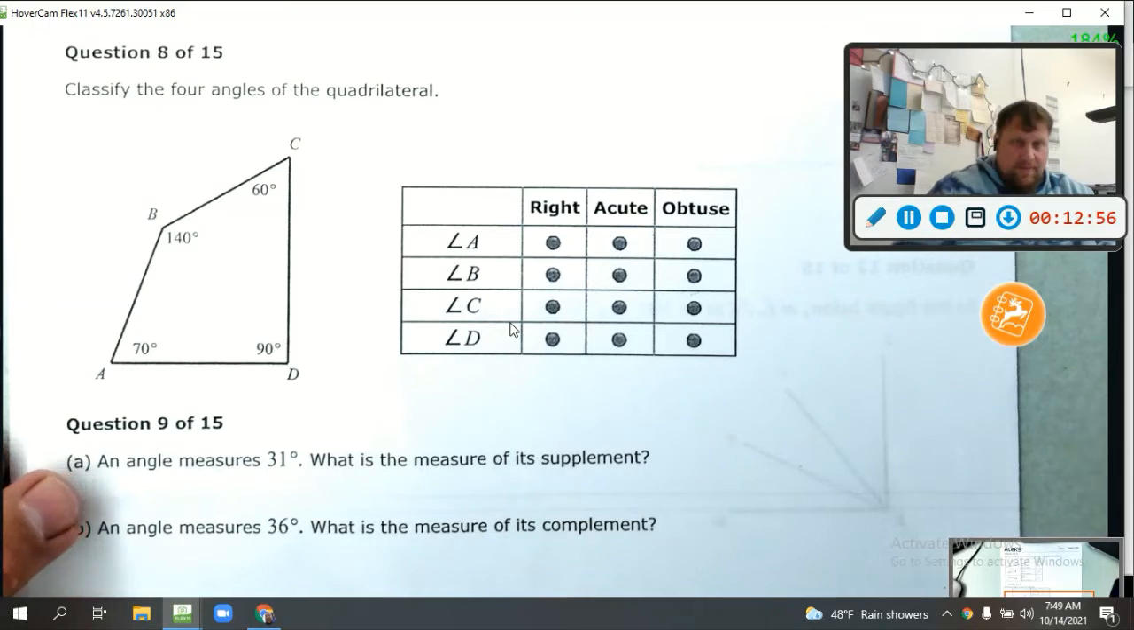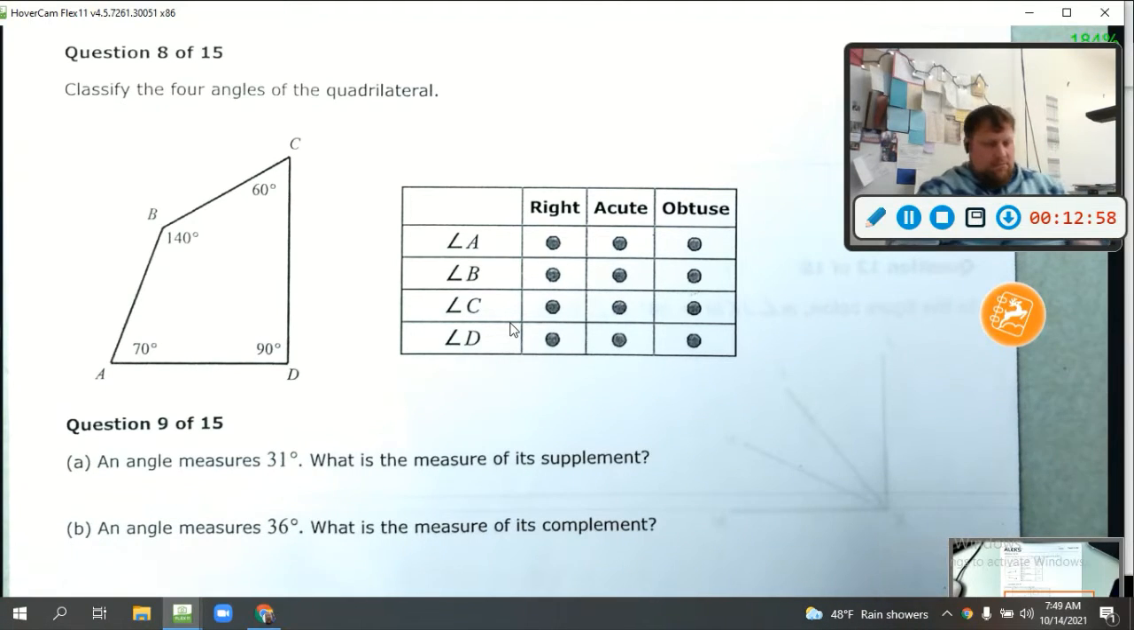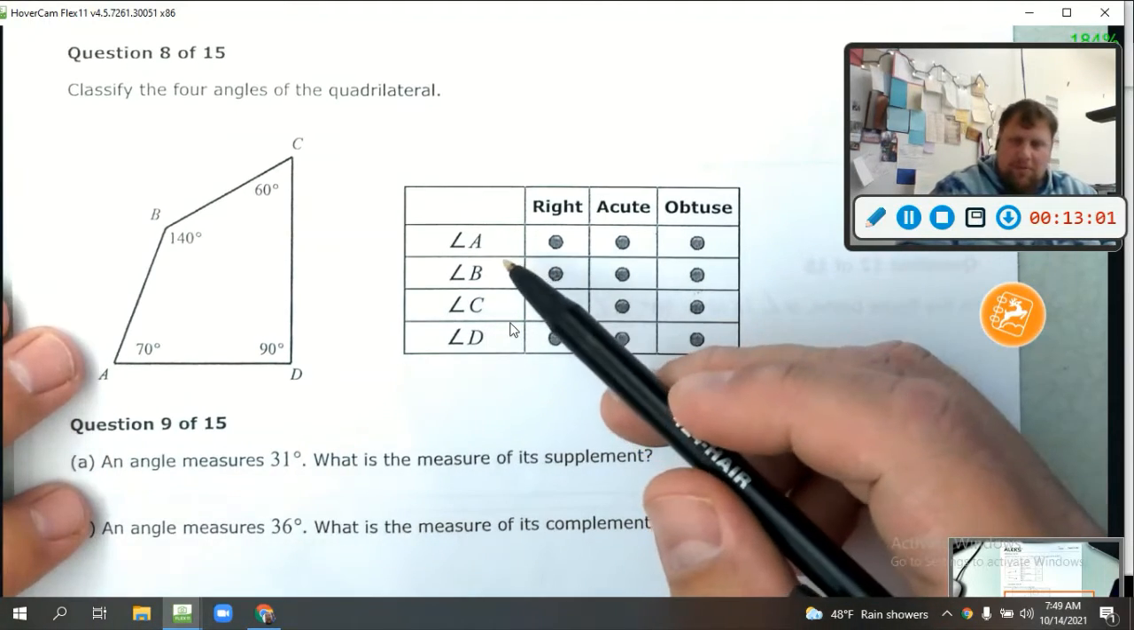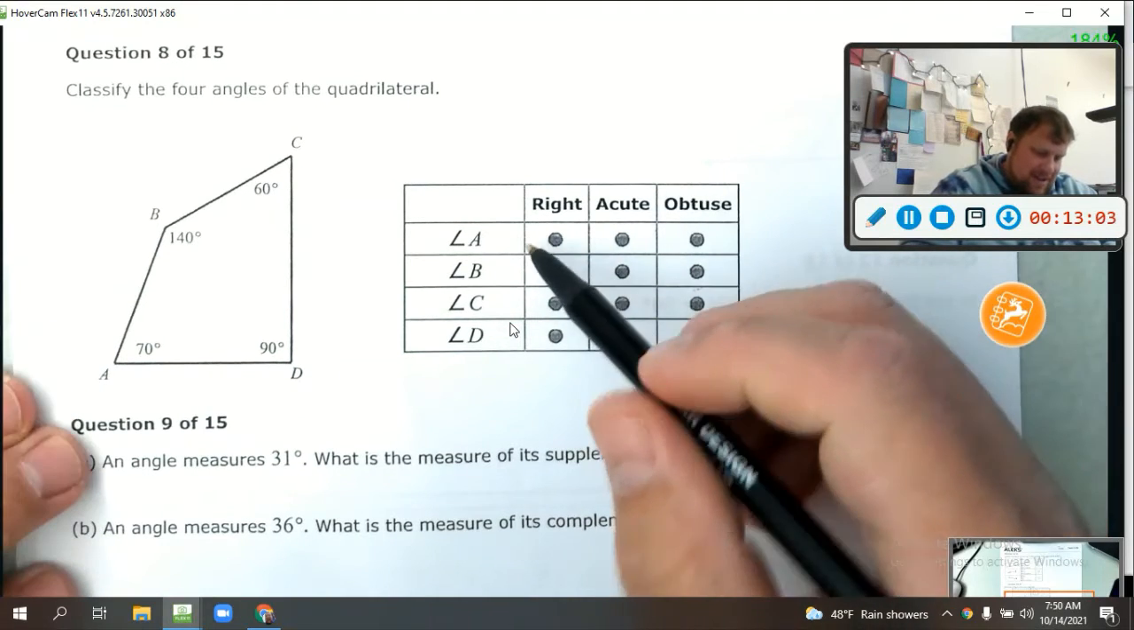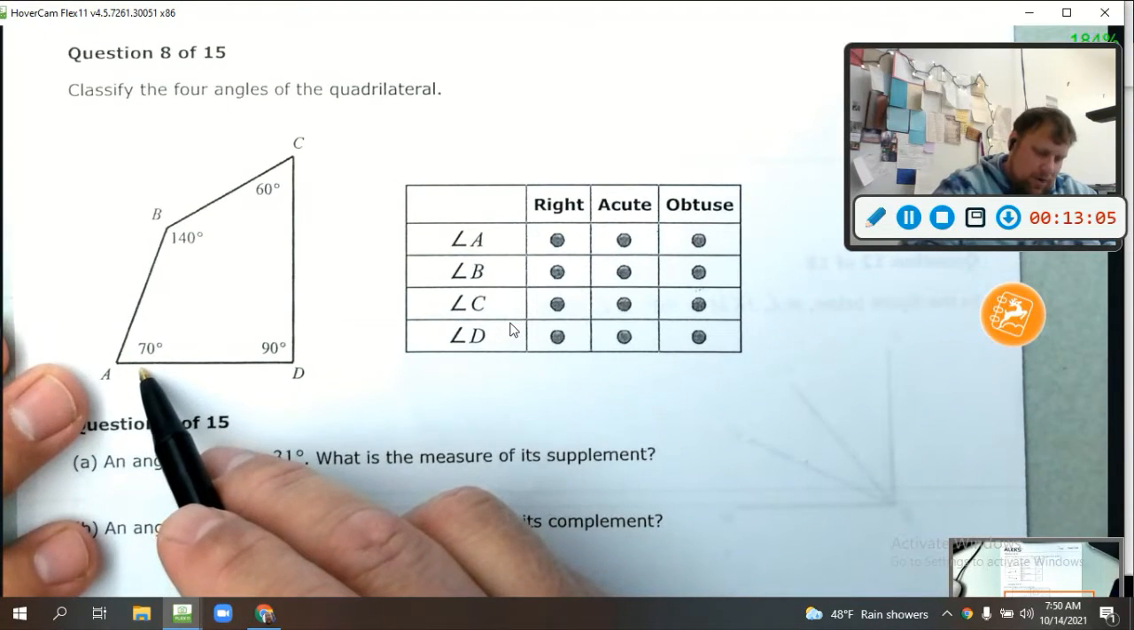All right. Don't be fooled by this one. It's not hard at all. Angle A. Let's look at angle A. Is that right, acute, or obtuse?